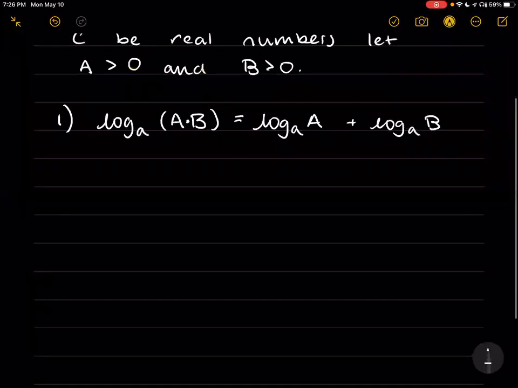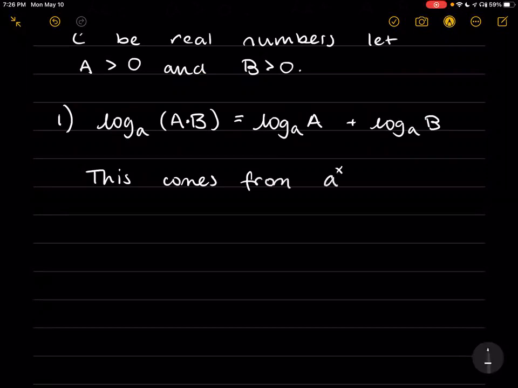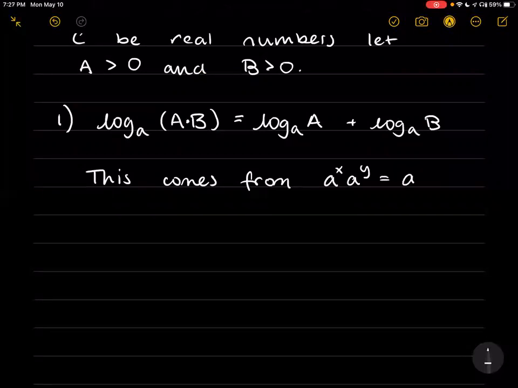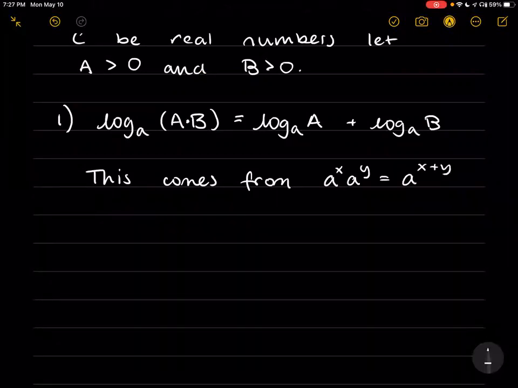And just to give you an intuition for why this happens, this comes from the exponent rule, a to the x times a to the y. You can combine those and get a to the x plus y. So just to give you a reason for why it doesn't work the way you think it would, it comes from the exponent rules.